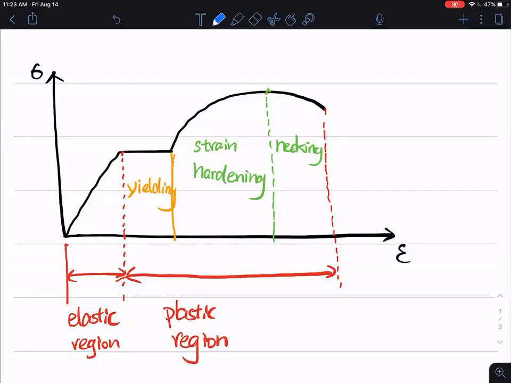The first point is somewhere inside of this elastic linear line, somewhere here. The end of the linear, straight line gives you the proportional limit, the corresponding stress. Let's call this sigma PL, proportional limit.